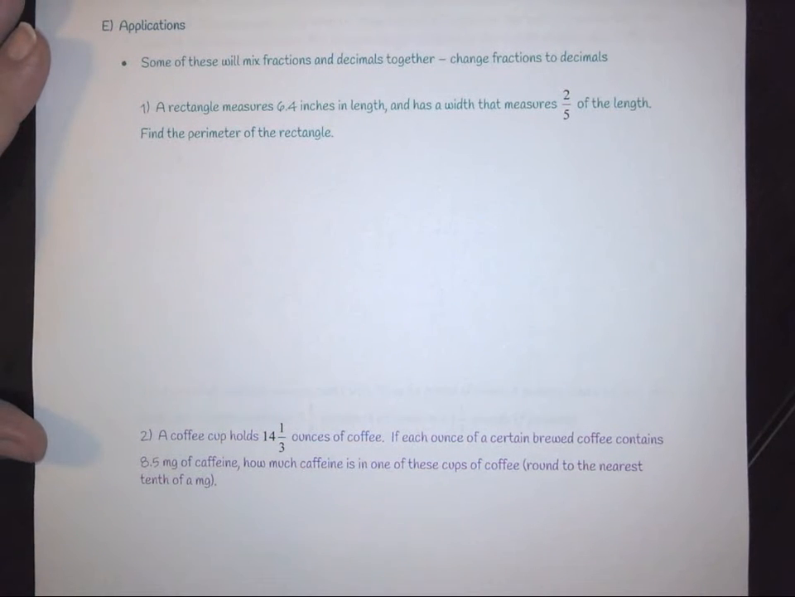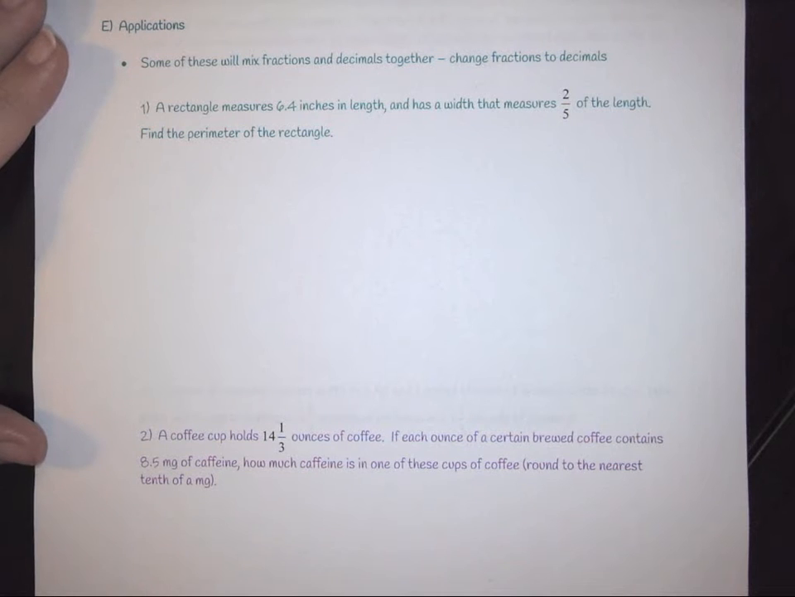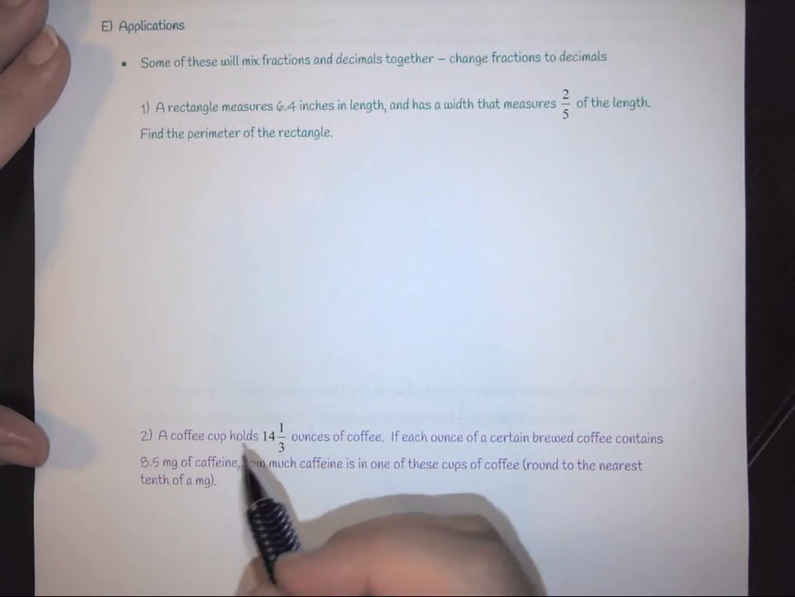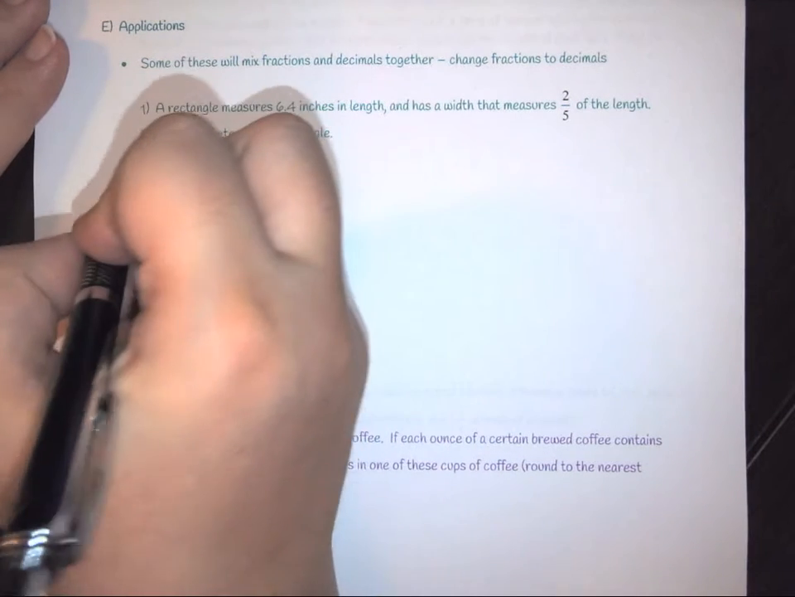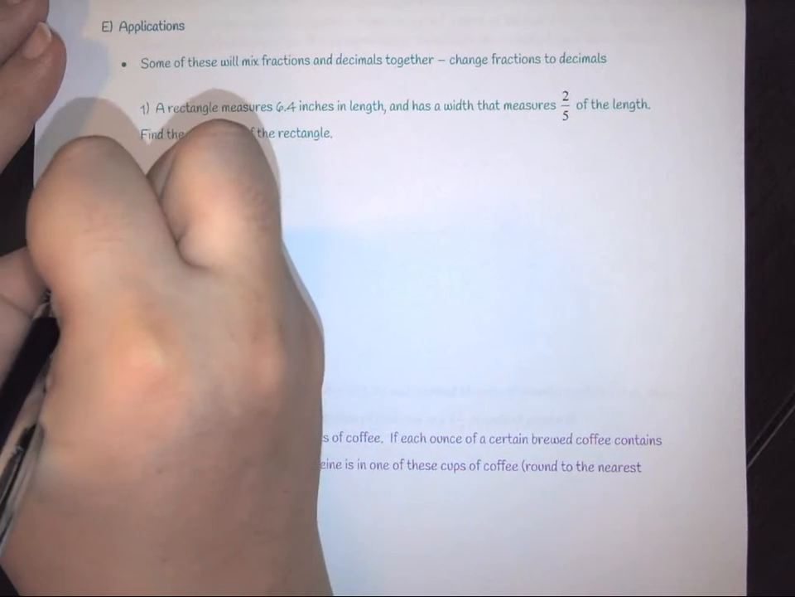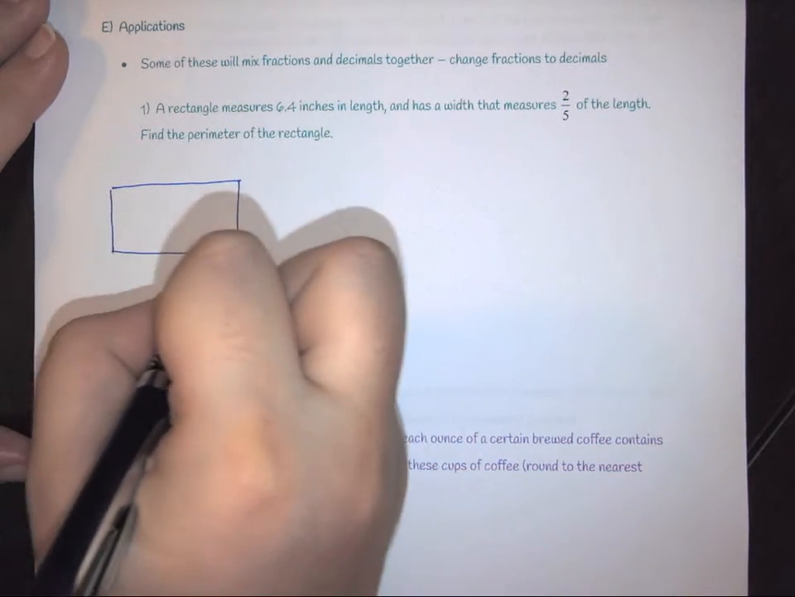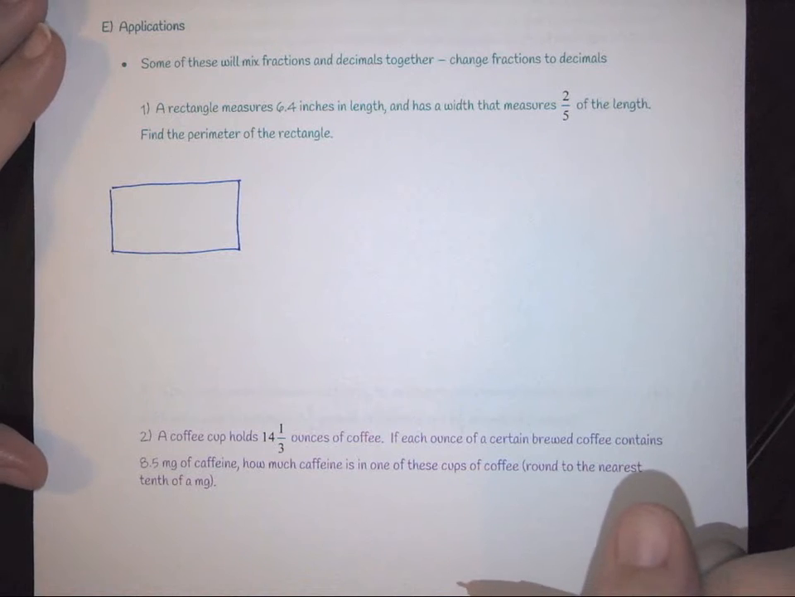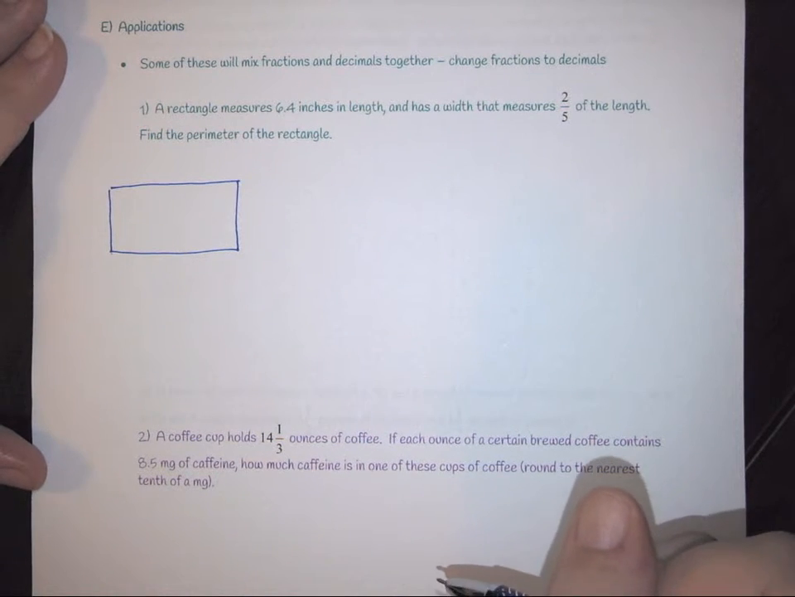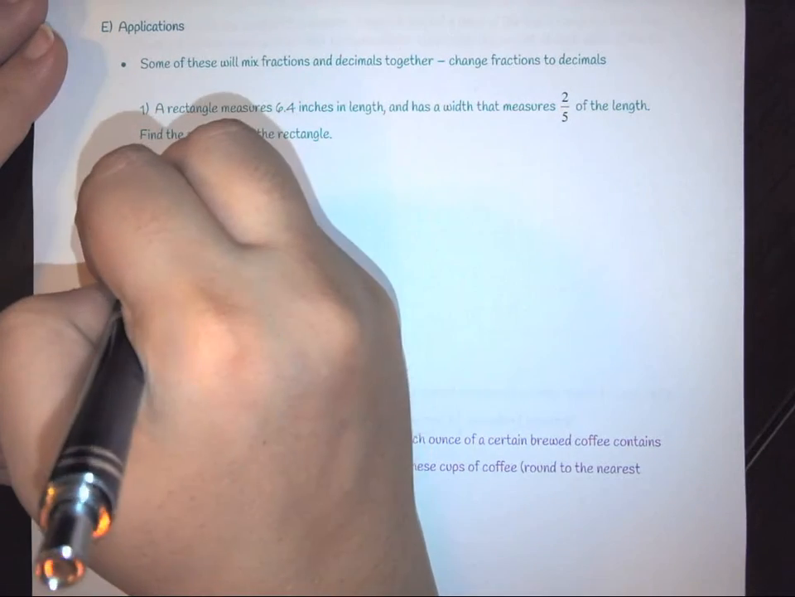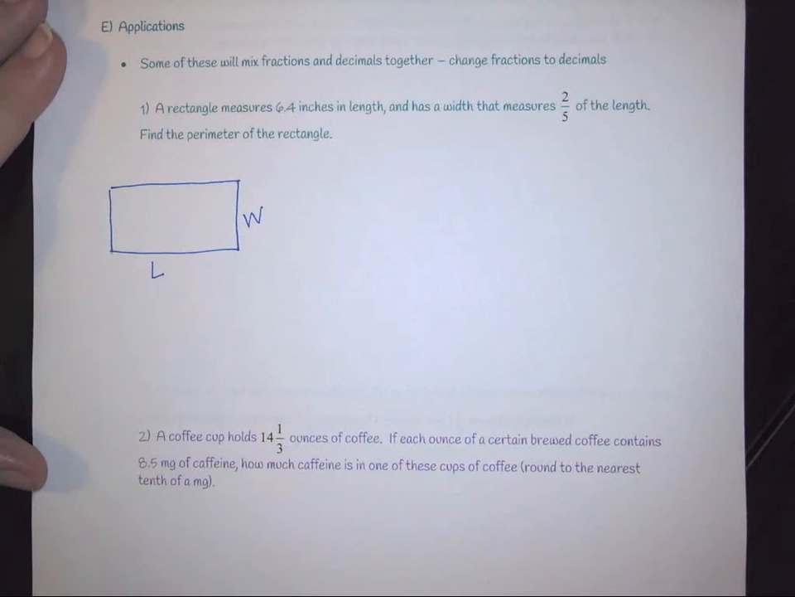So the first one says a rectangle measures 6.4 inches in length and has a width that measures 2/5 of the length. Find the perimeter of the rectangle. So there's a couple things we need to know. First, what a rectangle looks like. I would draw a picture. So here's my rectangle. Notice it's not exactly perfect, but you get the idea. And I have a length and I have a width.